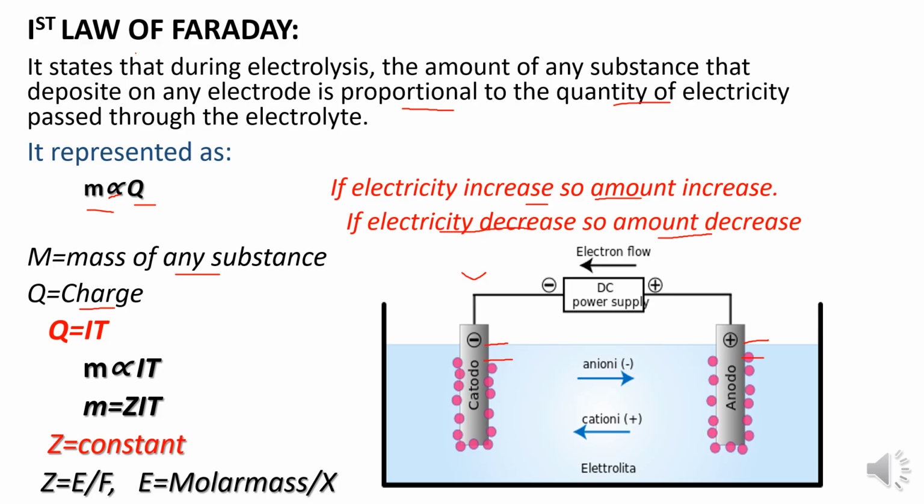Now the formula will be M directly proportional to I T. Ma'am, what is I T? I T means Q, the charge, is equal to I and T. I means current and T means time.